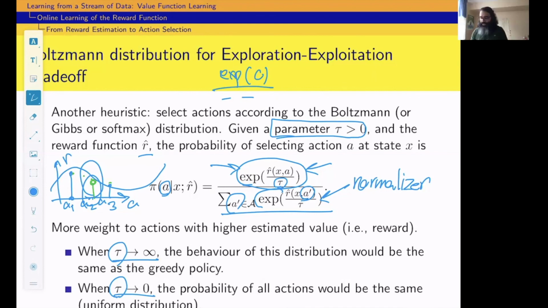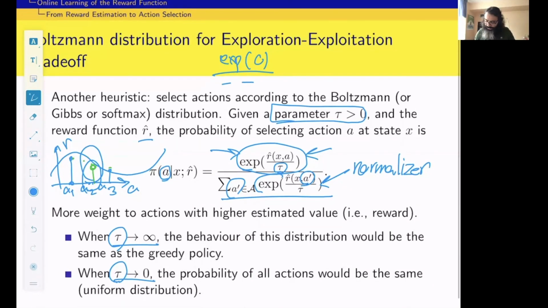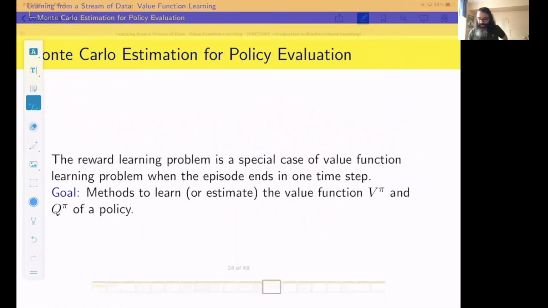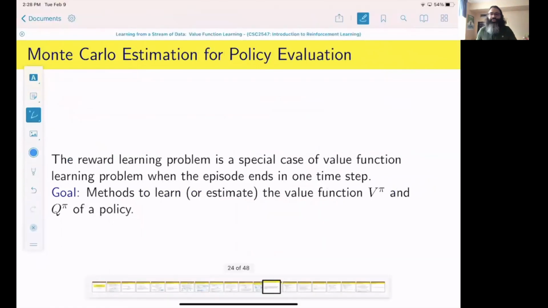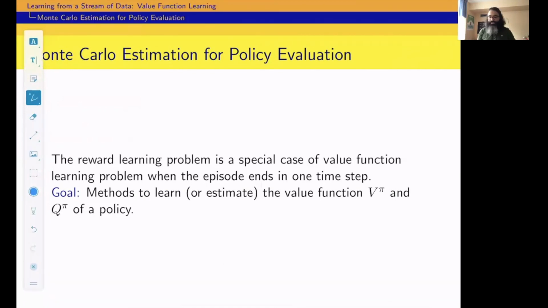Okay, so let's go faster. We studied the single variable case. We considered the case where the time horizon is equal to 1, so the immediate reward problem. Now let's think about the general RL setting, continuing tasks, where the length of an episode can be more than 1 or maybe even infinity. And now we want to estimate the value function.